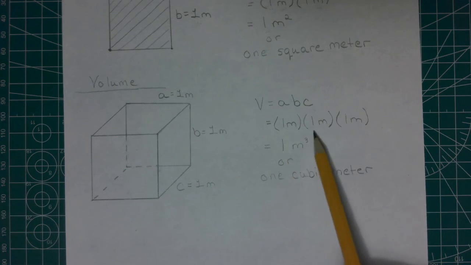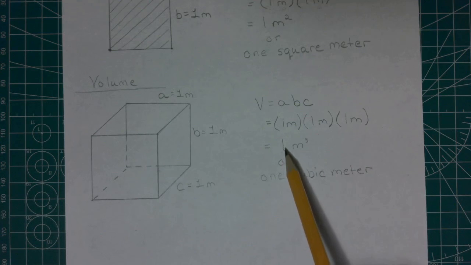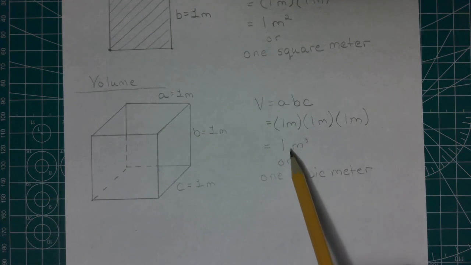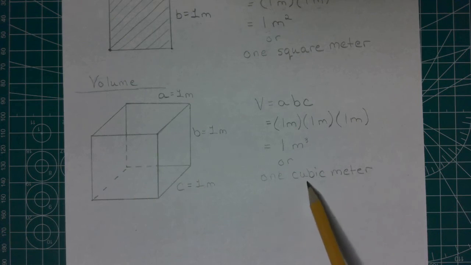I'm going to remember to always have my number and unit. I'm going to multiply all three of those together. I'm going to have 1 cubed, or 1. And then here I'm going to have a meter cubed. And now I've derived a whole new unit, which I can call a cubic meter.